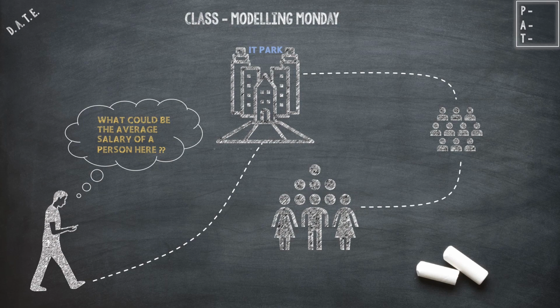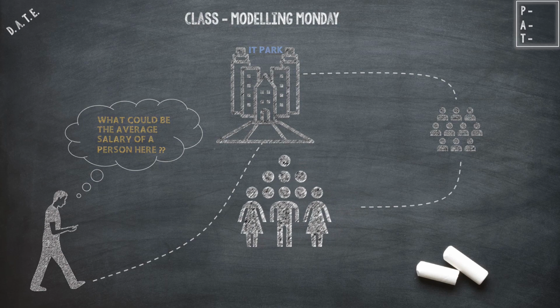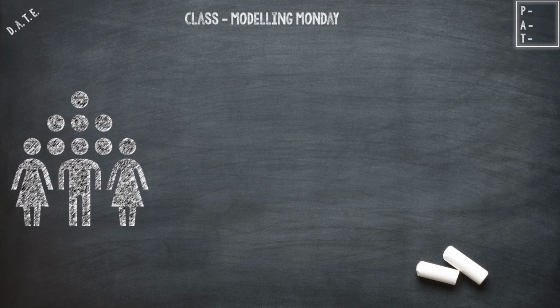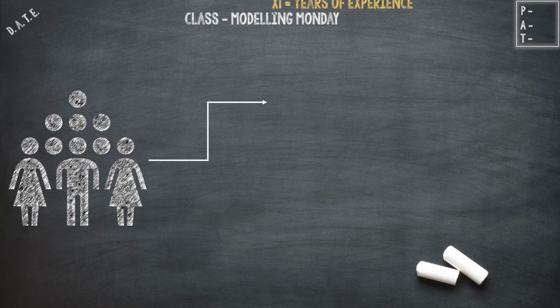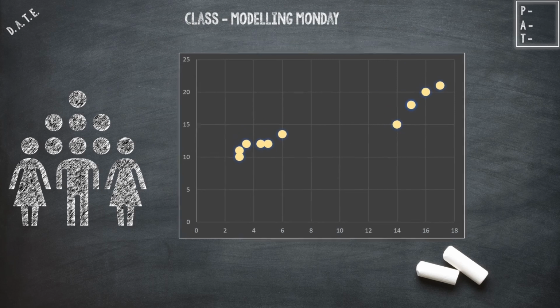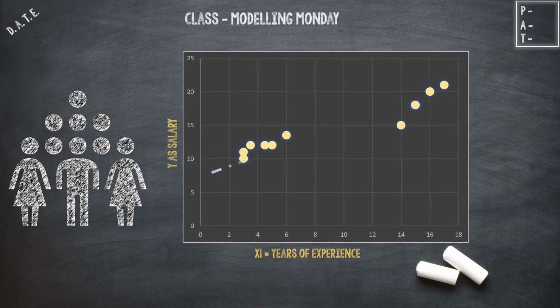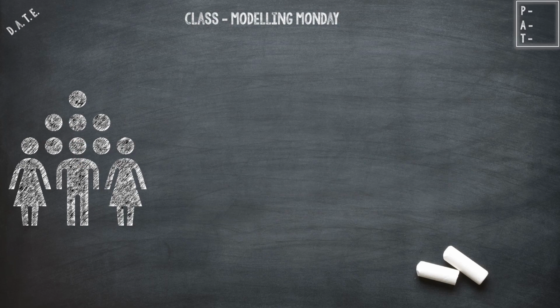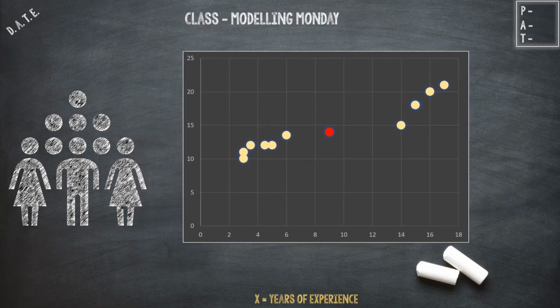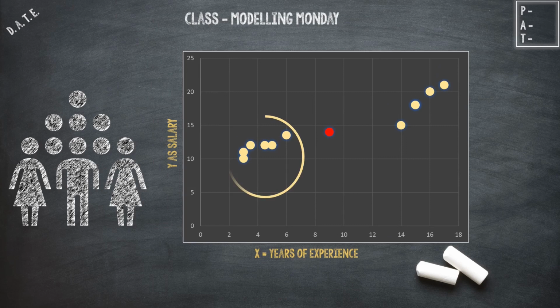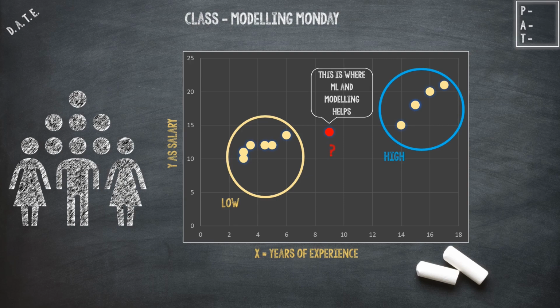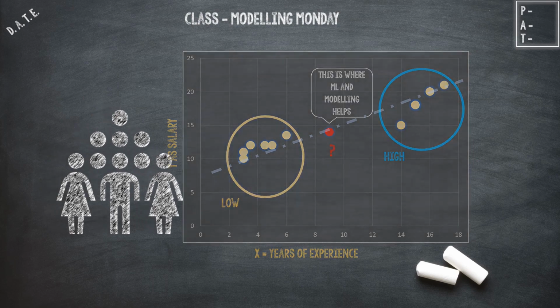For starters, he decided to see how salary is related to the years of experience they have. This can be done by plotting years of experience versus salary. With this, he can easily fit a line. Also, he can probably make clusters in groups like this. But what if a new data point comes in? He should be in a position to predict the salary easily, and this, simply put, is what modeling is, and there ML and modeling will help him.